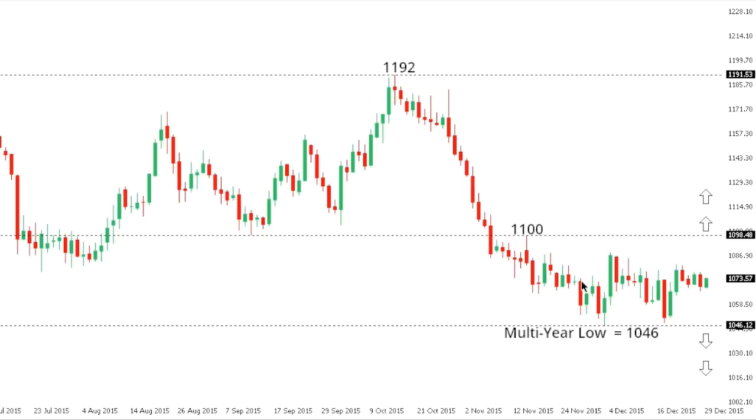Gold. So signs of the formation of a major base off recent multi-year lows at 1046, but the market will need to break back above some key resistance around the 1100 area to confirm this outlook, take the pressure off the downside, and open the door for an acceleration of gains.